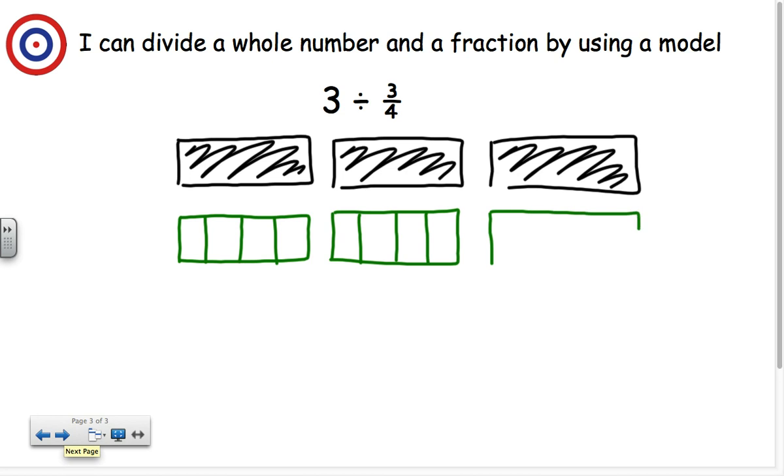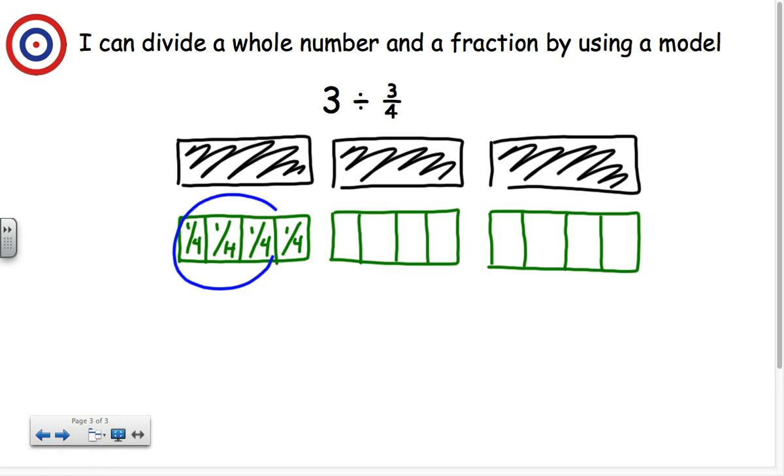Let's see, one more. Cool. So now you can see that I've got fourths. So this is 1/4, this is a fourth, this is a fourth, this is a fourth. And again, I could keep going and labeling, but I'm going to stop because I'm going to make groups of 3/4, because we're trying to find out how many groups of 3/4 can I get out of 3.